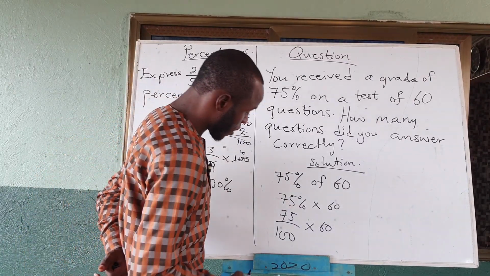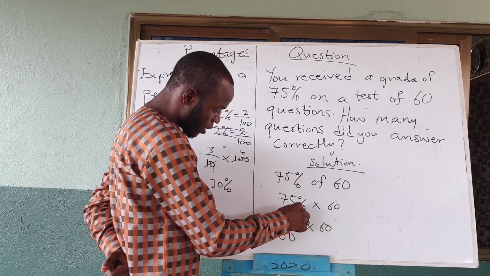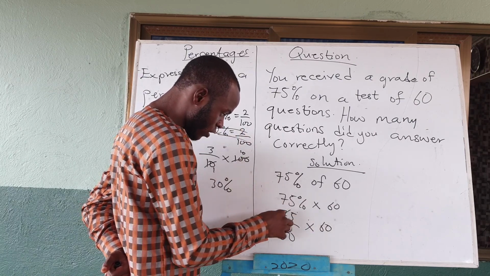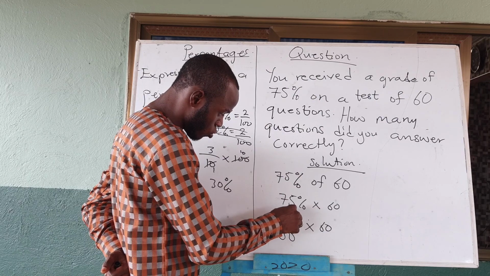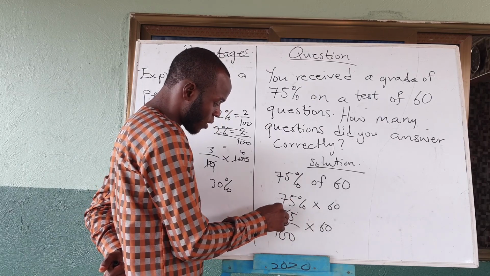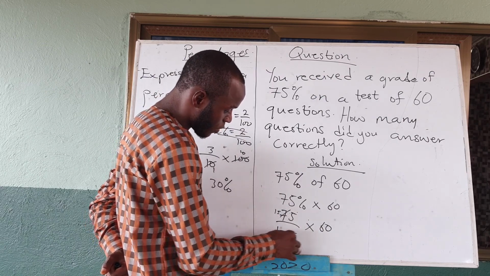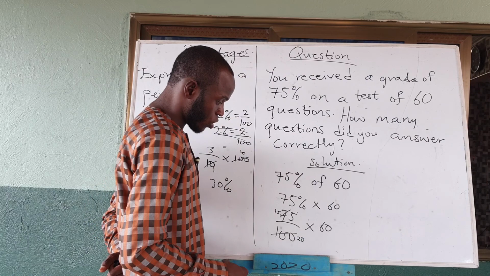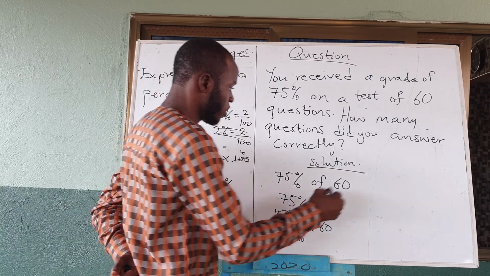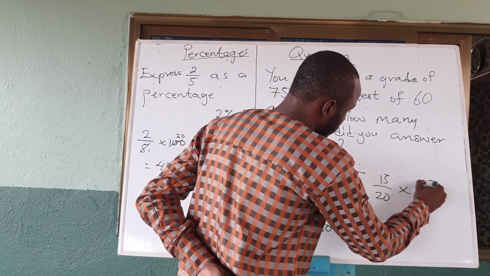So 75 over 100. So now we have 5 will go into 7, 1 times, remainder 2, then you add this 5 to make 25. 5 will go into 25, how many times? 5 times. So here we have 15. 5 will go into 100, how many times? 20 times, okay? Now we have 15 over 20 times 60, okay?